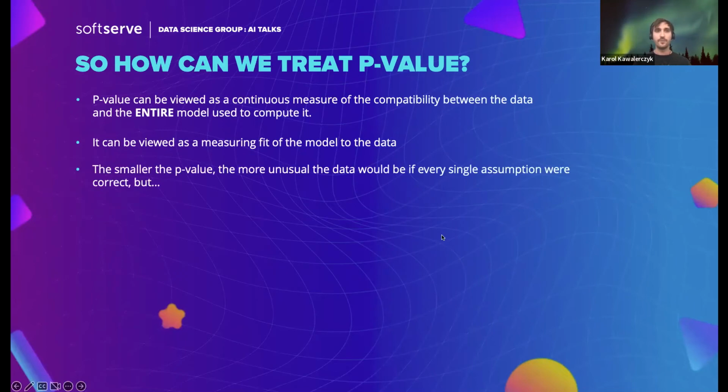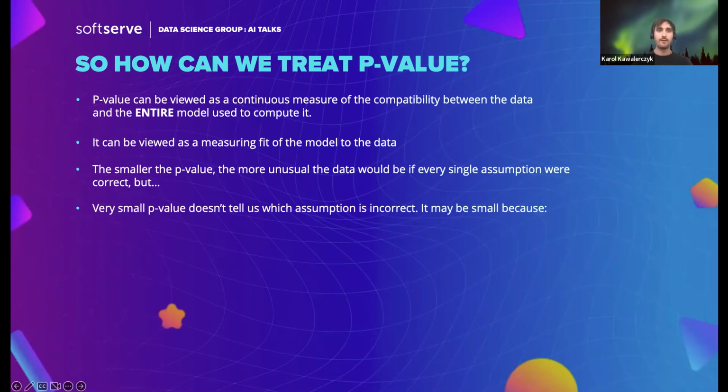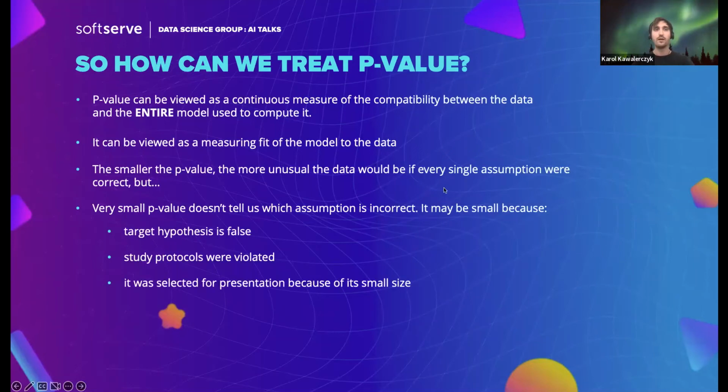The smaller the p-value, the more unusual the data would be, once again, if every single assumption were correct. But a very small p-value won't tell us which assumption is incorrect. So if we have a small p-value, it doesn't tell us that, hey, this hypothesis is wrong. No, it can say that this hypothesis is wrong. It can say that we violated the study protocols, or that it was selected for presentation because of its small size. That's quite often in research. And we don't know which one of these. All we know is that something's fishy about our hypothesis. That's all it gives us.